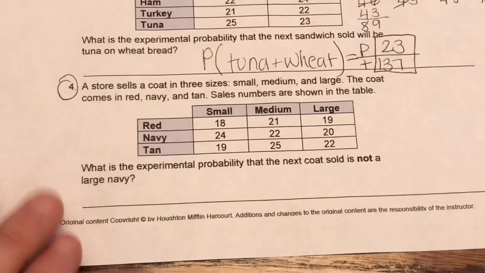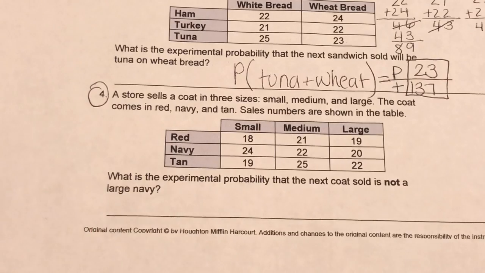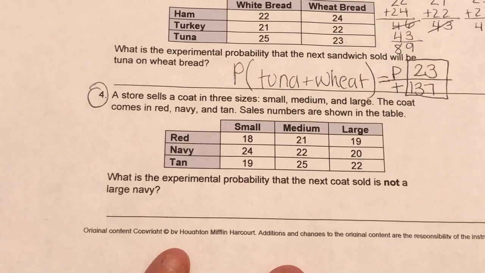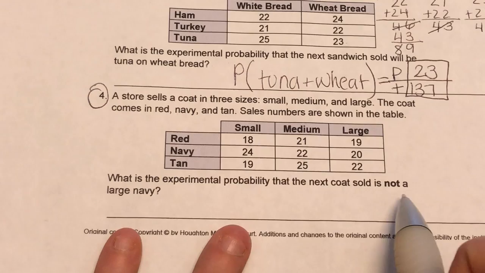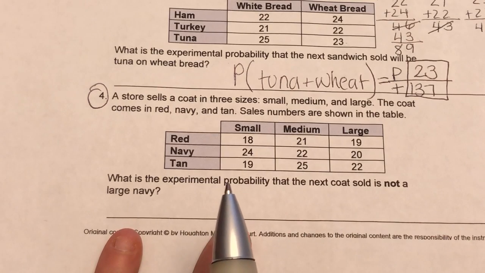Okay, here's the next one. A store sells a coat in 3 sizes, small, medium, and large. The coat comes in red, navy, and tan. Sale numbers are shown in the table. What is the experimental probability that the next coat sold is not a large navy?